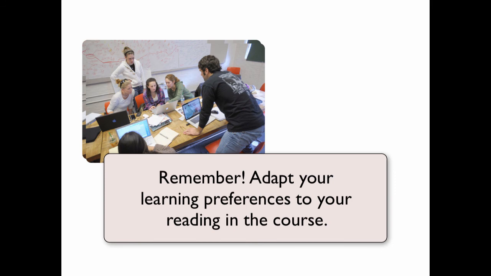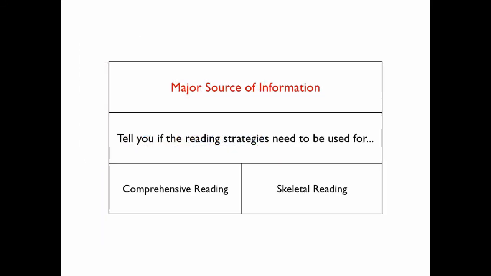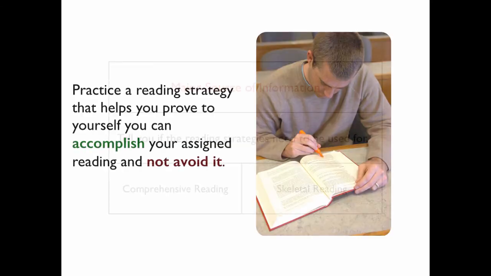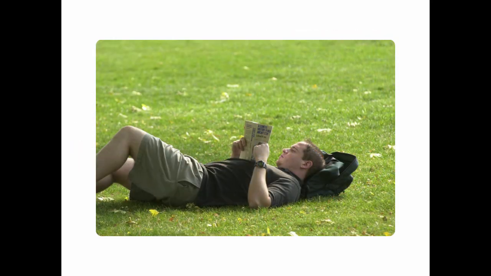So adapt your learning preferences to your reading in the course. And most important, remember where the major source of information is. That will tell you if your reading strategies need to be used for comprehensive reading or adapted to skeletal reading. I want you to practice a reading strategy that helps you prove to yourself that, if not enjoying, you can accomplish your assigned reading, not avoid it, and not have to reread. Enjoyment will come with a sense of accomplishment and the learning derived from it.